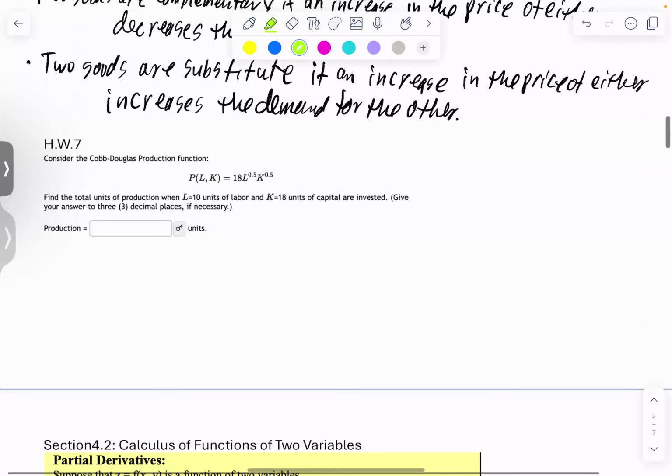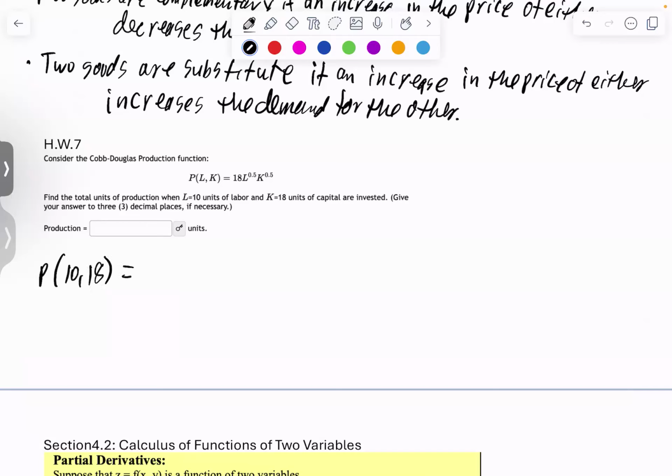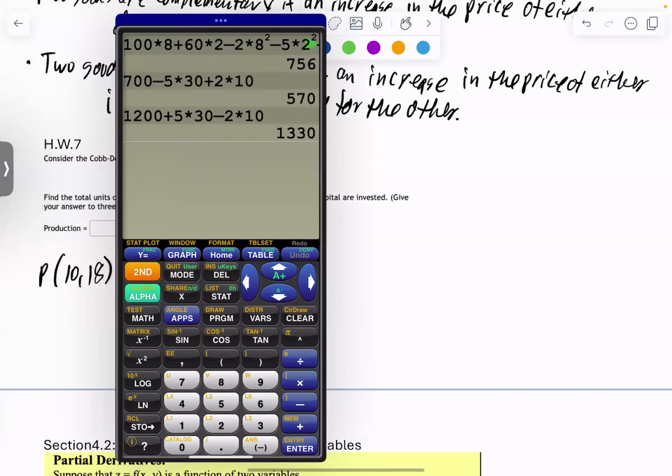The last part, we have a Cobb-Douglas production function. So P of L, K is 18 L to the 0.5 times K to the 0.5. Find the total units when L is 10 and K is 18. So we're going to get 18 times 10 to the 1/2 power times 18 to the 1/2 power. And we're going to go to 3 decimal places.